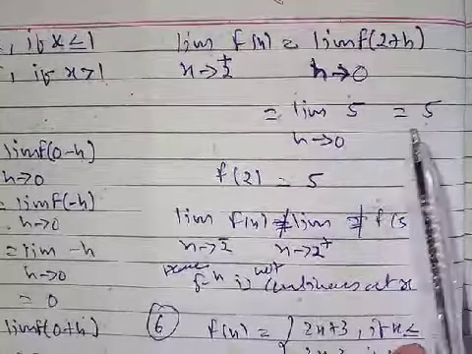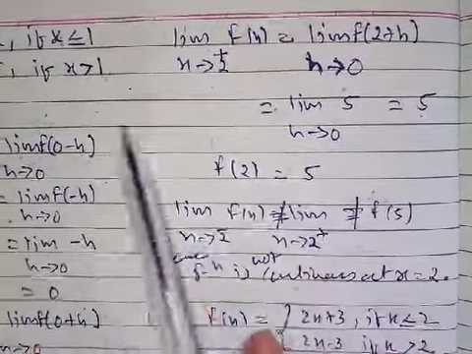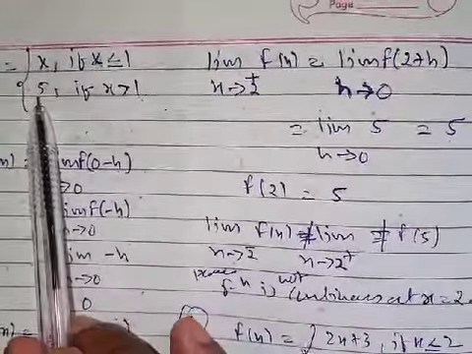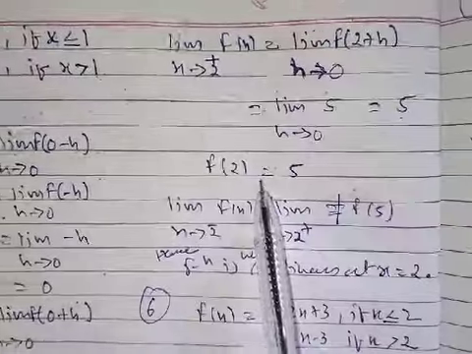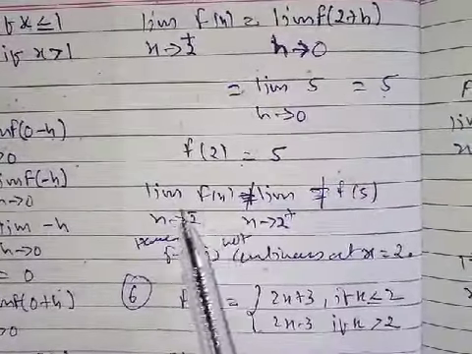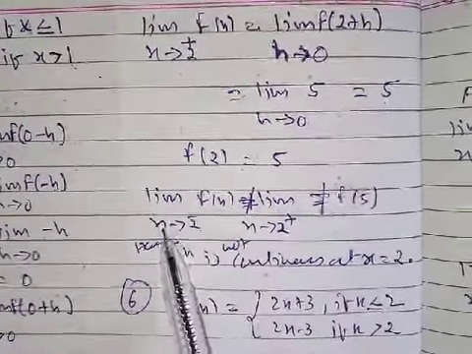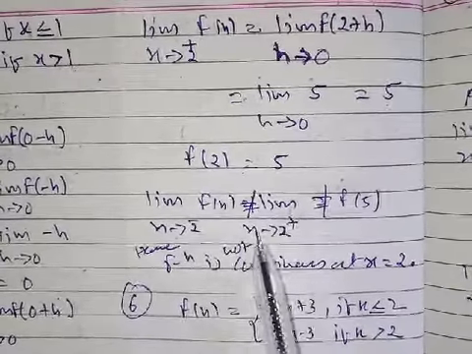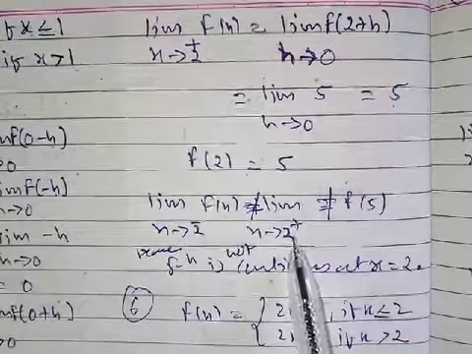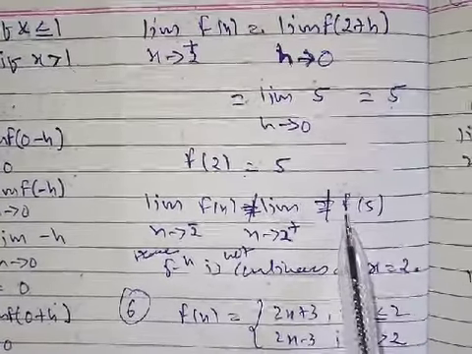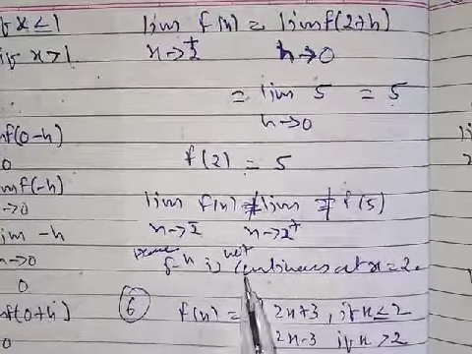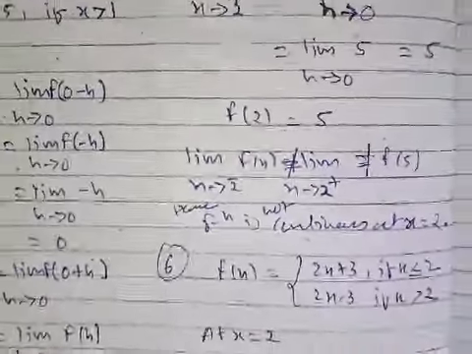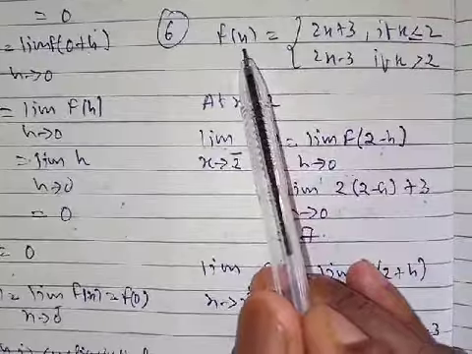Okay. Substitute f of 2. f of 2 is what? Greater than 1. So what is the answer of that? It is also 5, is it? So the limit x tends to 2 minus f of x is not equal to limit x tends to 2 plus, which is not equal to f of 2. So the function is not continuous at x is equal to 2, is it?